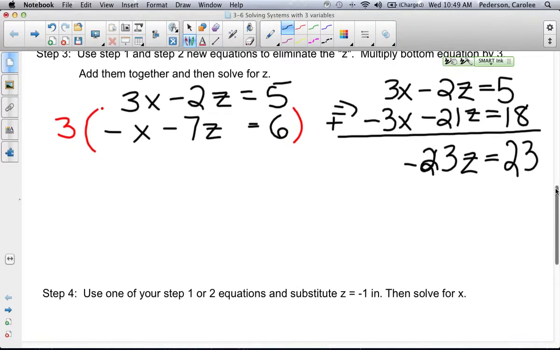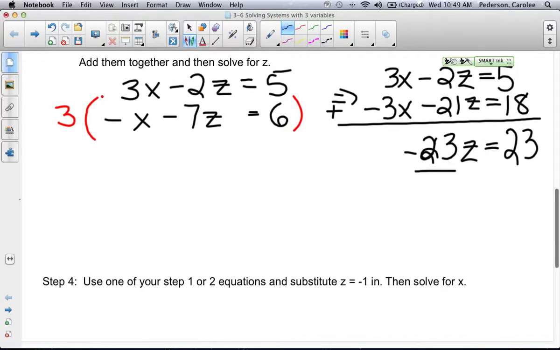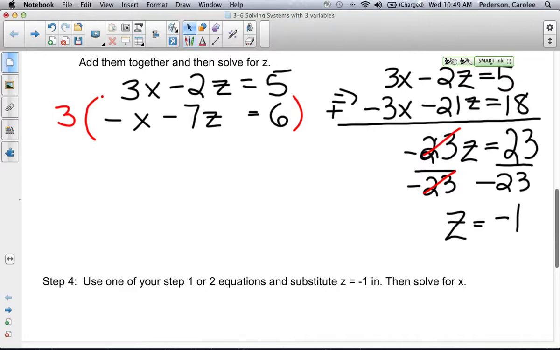So I'm going to divide both sides by negative 23. The negative 23's on the left will cancel. And I'm left with z equals 23 divided by negative 23 is negative 1. So we found our first variable, z. We have two more to find.